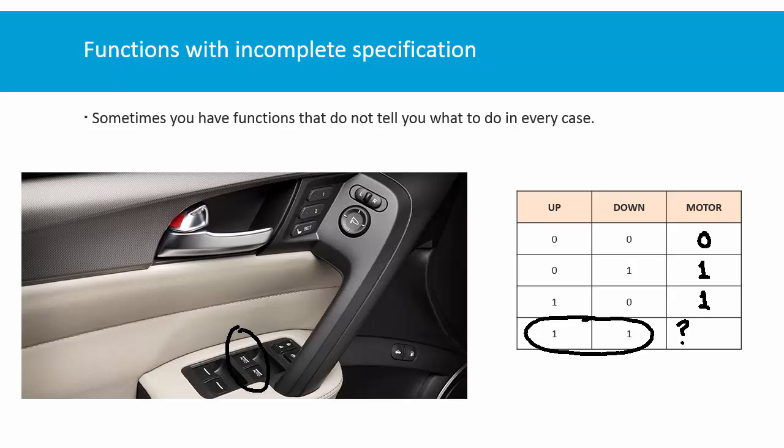Well, the answer is simple. The answer is you don't care. It doesn't matter what happens with the output because this combination should never happen. We're going to do something that is called the don't care, which is something like a joker in playing cards. So we're going to put this as a D. The D symbolizes the don't care.